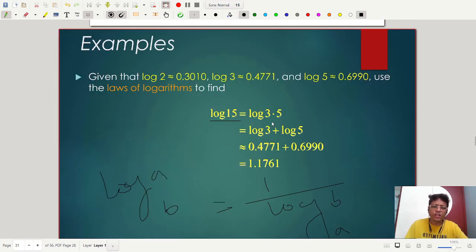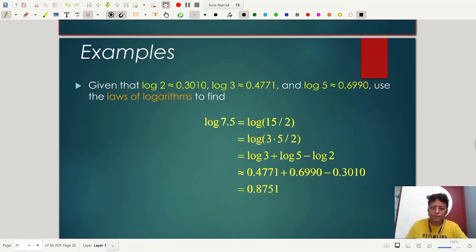You see log 15, you can write log 3 into 5. So log 3 plus log 5, you substitute the values and you will get the answer. So this is the use of the logarithm. You can use the logarithmic table also, or your calculator for calculating common logarithm values. So this is the calculation. Log is an operator, used as an operator. It can operate on numbers and functions, and you can use it as a mathematical tool.